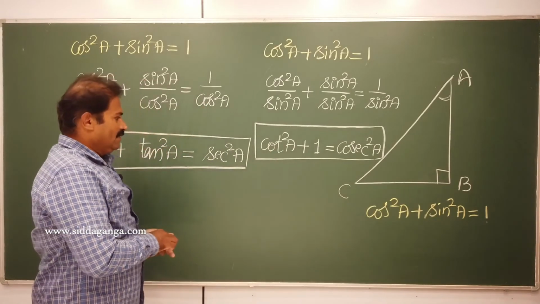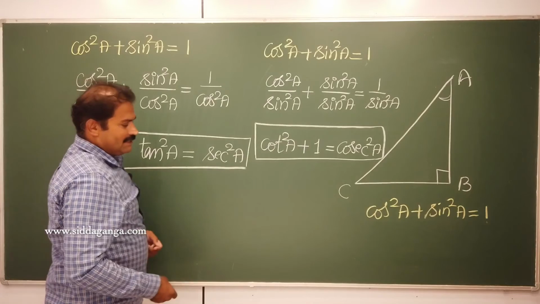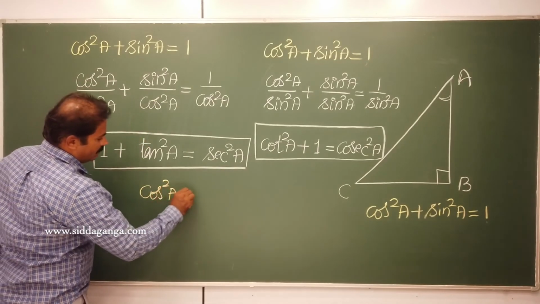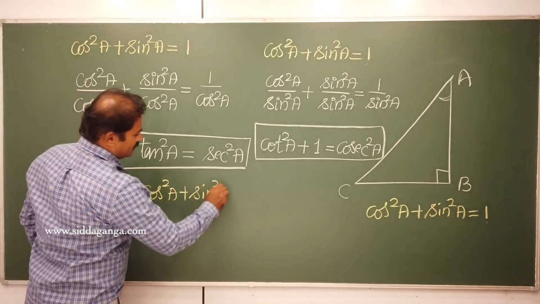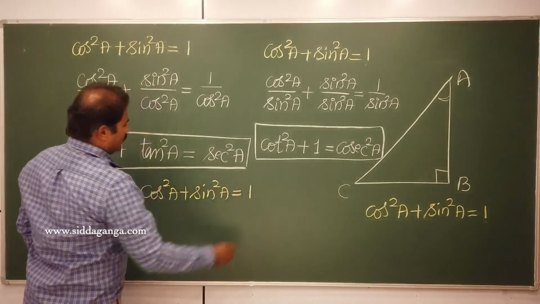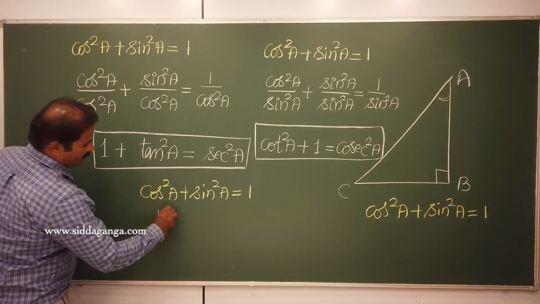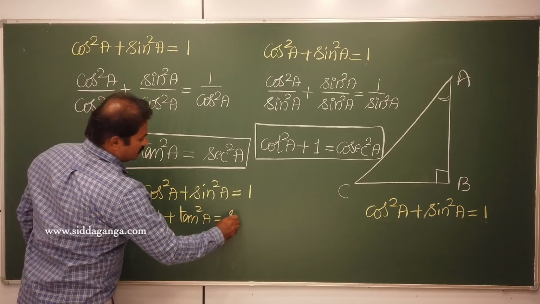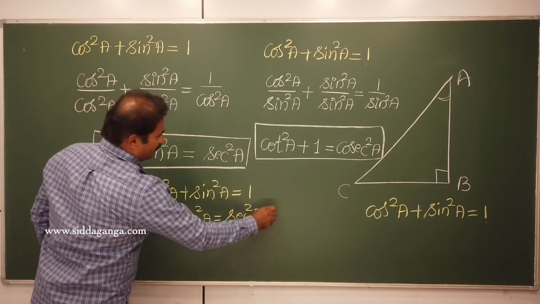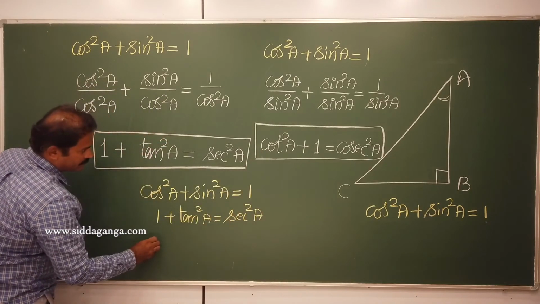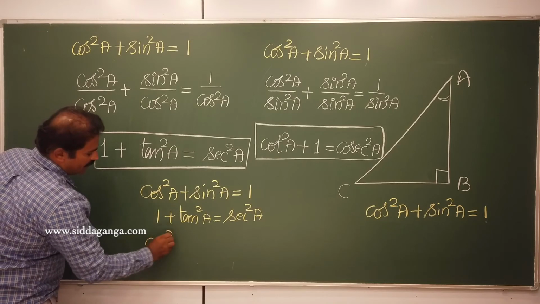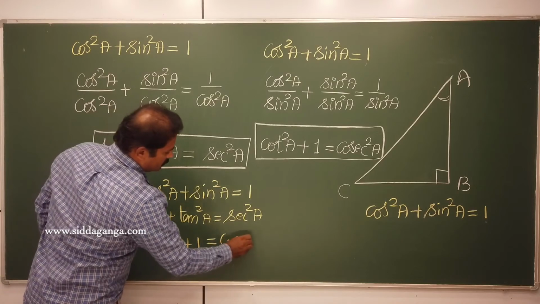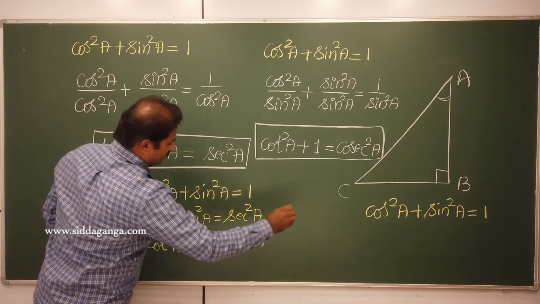So we'll write all the three identities once again. The first identity is cos square A plus sin square A is equal to 1. And you have 1 plus tan square A is equal to sec square A. And the third one, cot square A plus 1 is equal to cosecant square A.